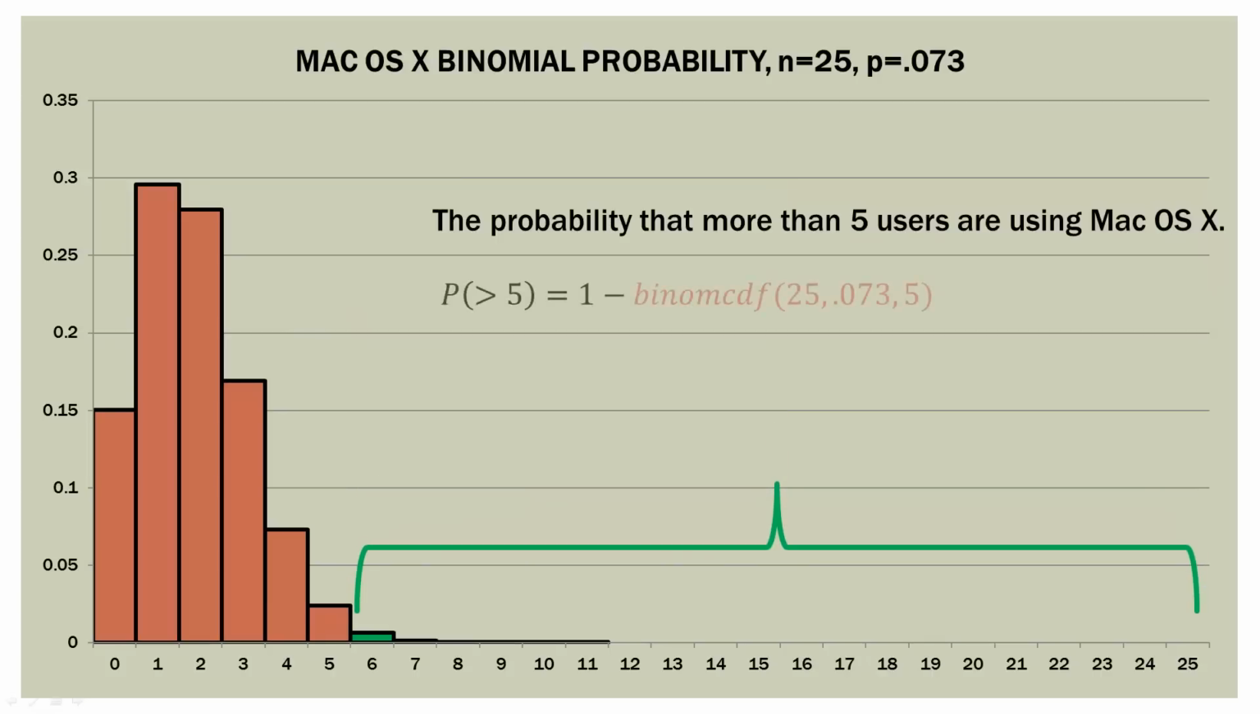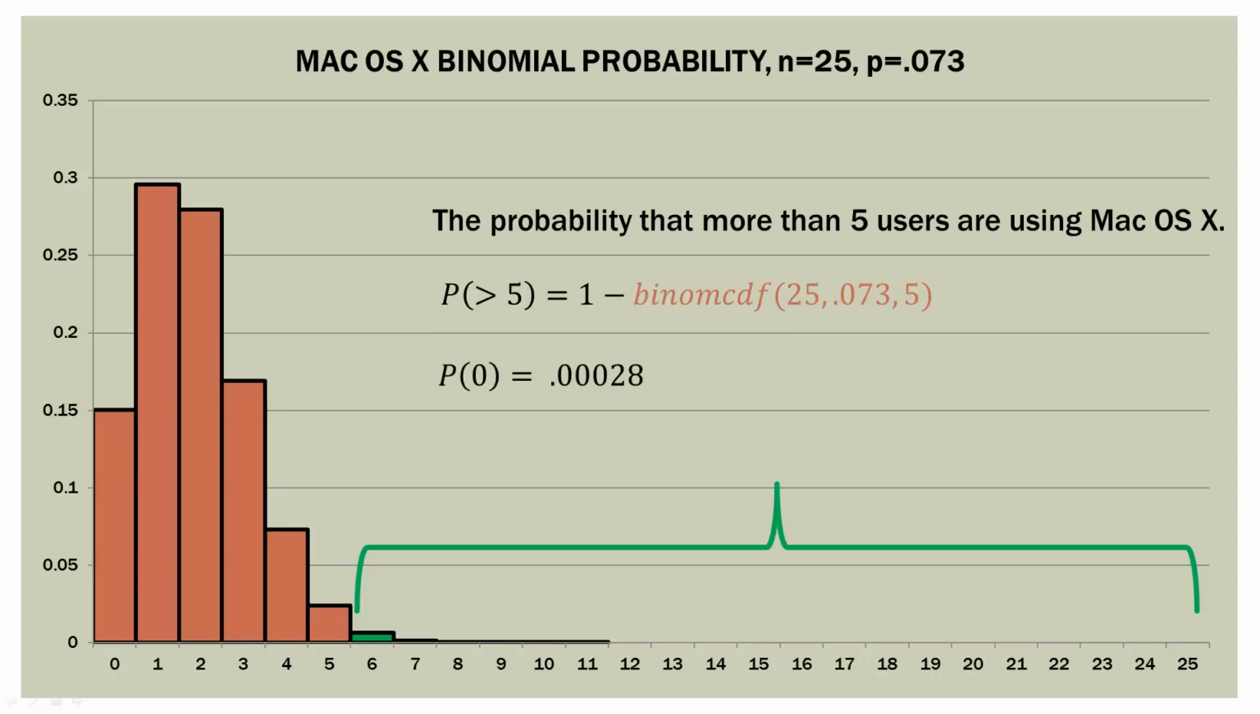So, how are we going to figure that out? Well, remember, the probability of the entire graph is 1. So all the probabilities have to add up to 1. Now, if we chop off or subtract out everything that's there in the orange, which is below 6, then we can find out the probability of everything 6 or above. So what we do is we take 1 minus the cumulative probability up to 5. So 1 minus BINOMCDF of 25, comma 0.073, comma 5 in our calculator. So it's 1 minus the orange part. That'll give us the green part.